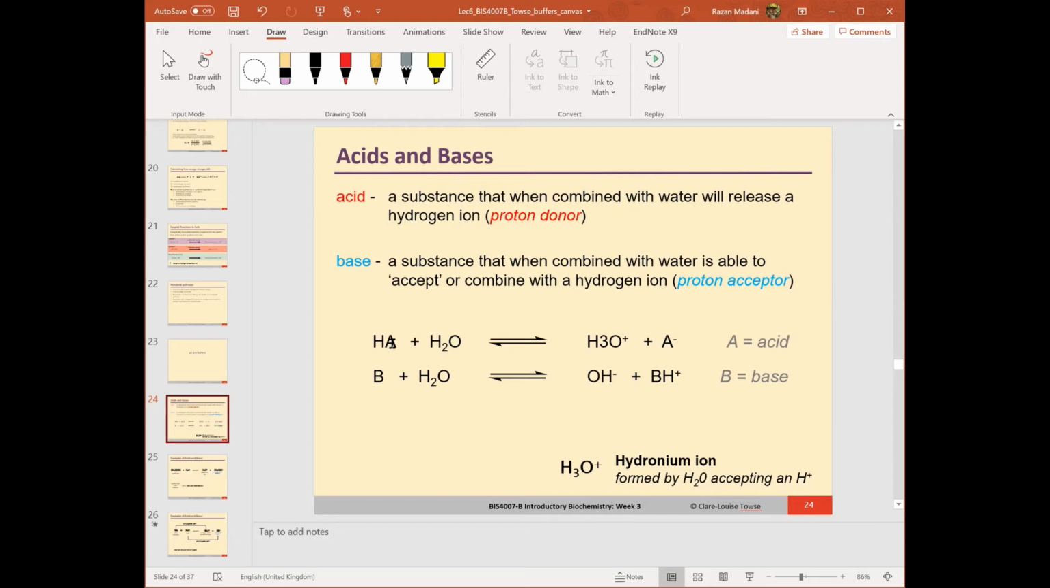Okay, so here we have HA plus H2O giving us H3O plus and A minus. So which one is a proton donor? A proton donor will give a positive and make something else a positive, basically. Is it the first equation? Yeah.